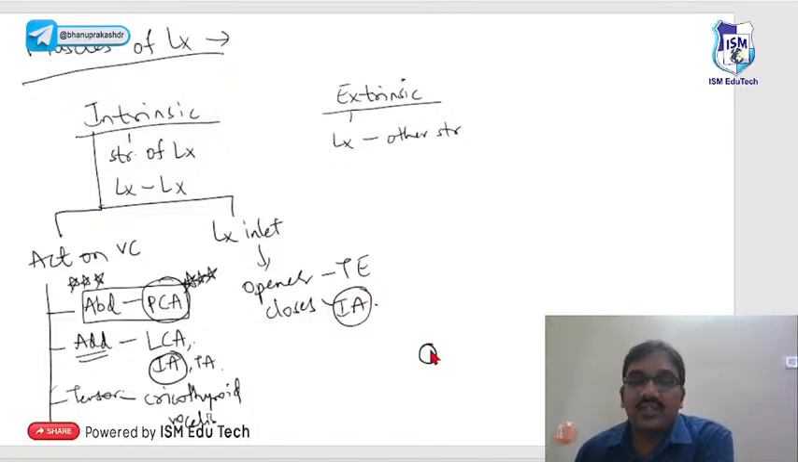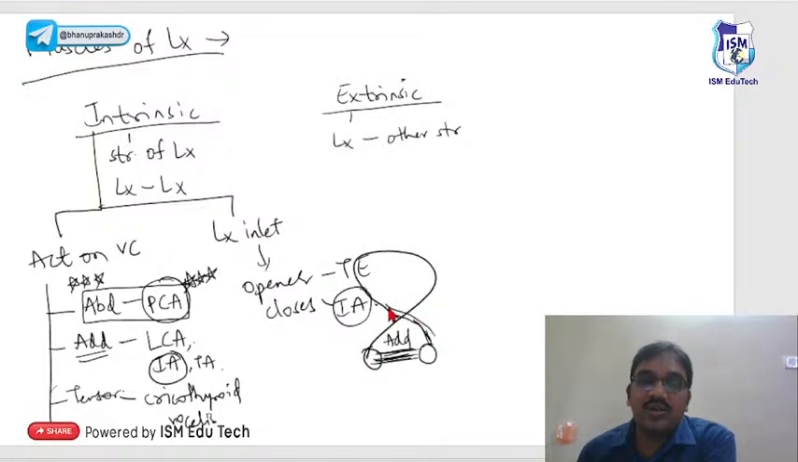One side arytenoid is there, and on both sides, both arytenoids. These are transverse fibers of the interarytenoid, which will cause adduction. Oblique fibers will be there, like this. If these oblique fibers contract, the inlet will get closed. The oblique fibers will cause closure of the laryngeal inlet.